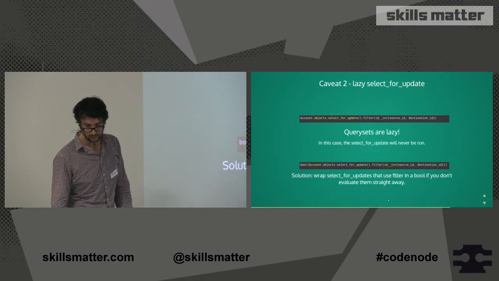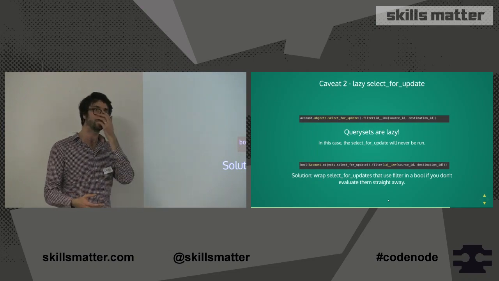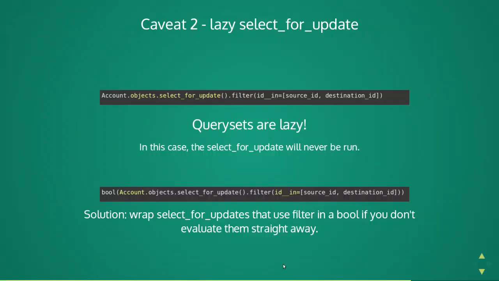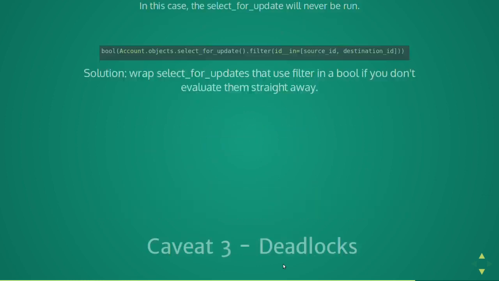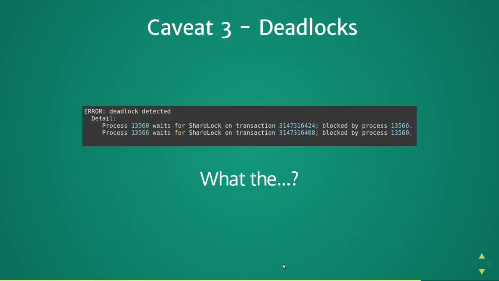So if you're using select for update as a kind of write action and you're using filter, you have to remember that query sets are lazy. And it's a really easy thing to miss, and then you'll only find out in production, potentially. So a simple way to do this is just wrap it in a Boolean, and then it will get evaluated. So that's caveat 2. Caveat 3, deadlocks.